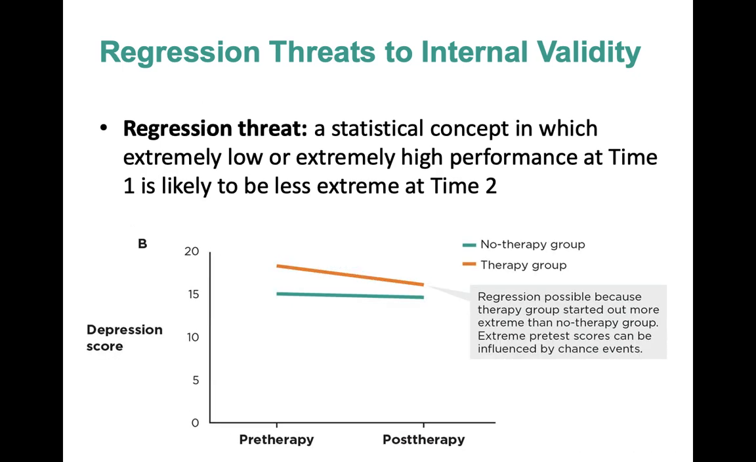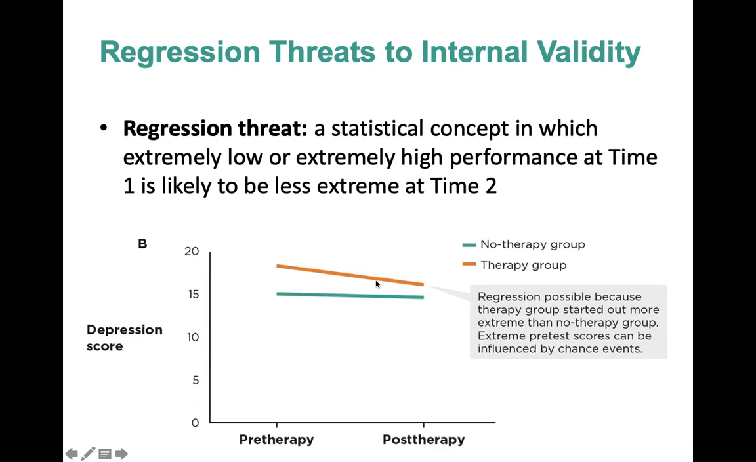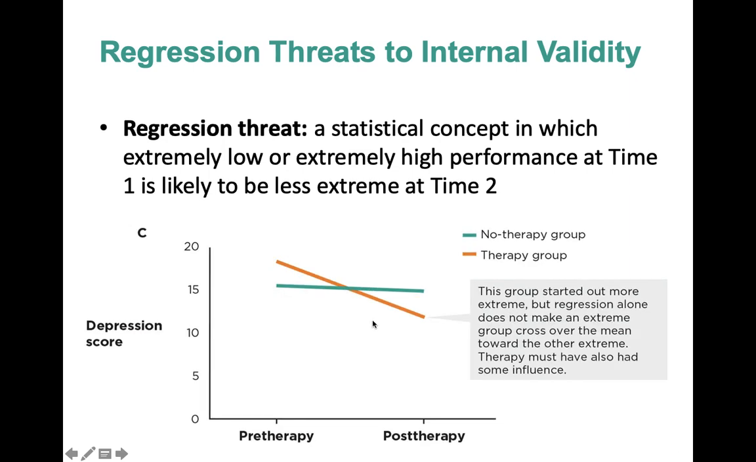Okay, so it's helpful to just look at those two graphs and say, in this case, regression can be ruled out because we see a regression effect with the no therapy group, and we see even more of a reduction here. But here, we don't know whether this reduction in depression can be attributed to the therapy or whether it can be attributed merely to regression.